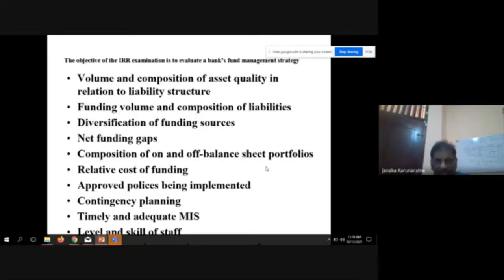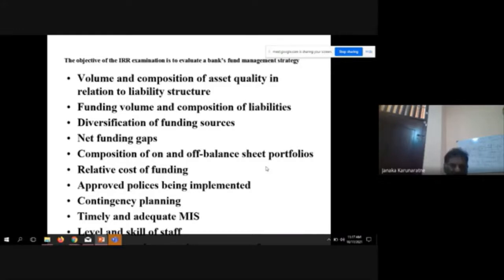Diversification of funding sources. So what are your funding sources, and whether you have diversified depending on the different risk elements. The net funding gaps, the composition of on and off balance sheet portfolios. The relative cost of funding, again very important, how much your cost of funding is with respect to different sources, short term, medium term, long term, and so on. Also the types of instruments, whether it's equity, deposits, or maybe debentures, and so on. Approved policies being implemented.